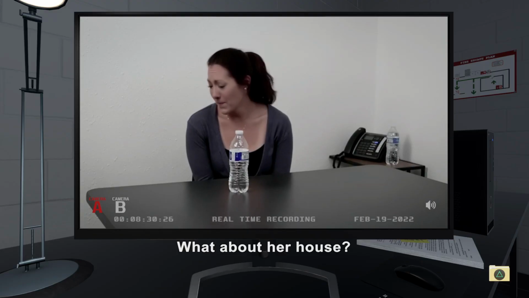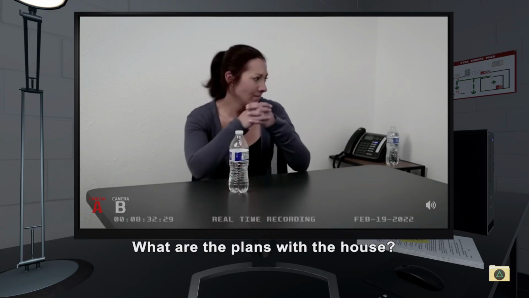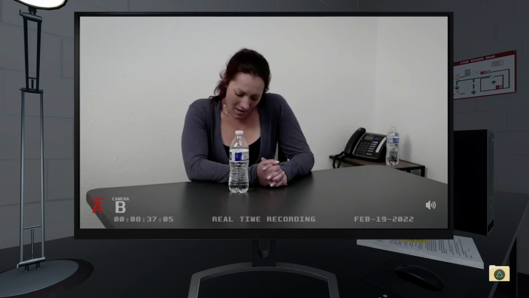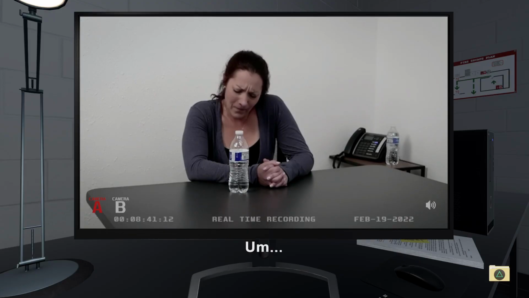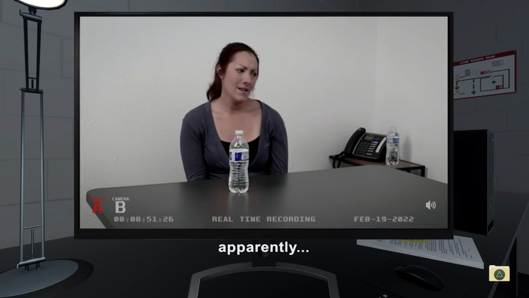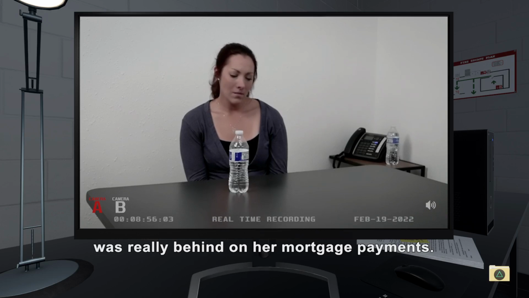What about her house? Mortgage? What with the house? It makes sense, but I don't get how. The house is going into foreclosure any day, and apparently my mom was really behind on her mortgage payments.